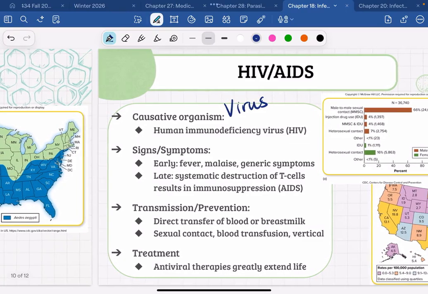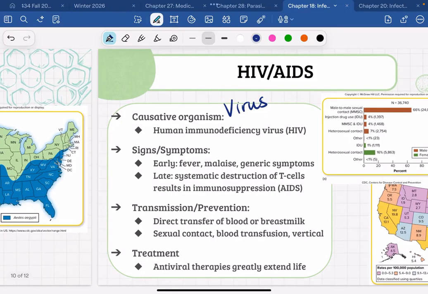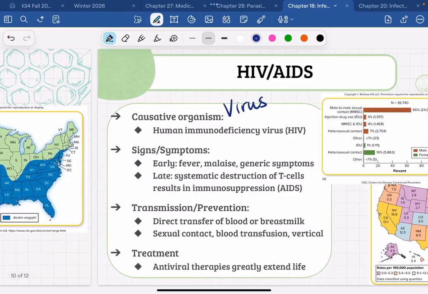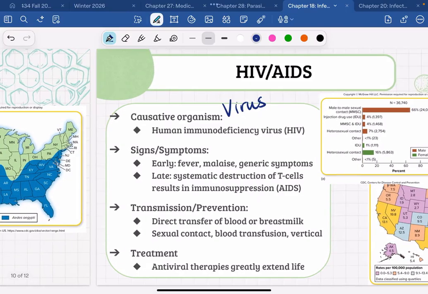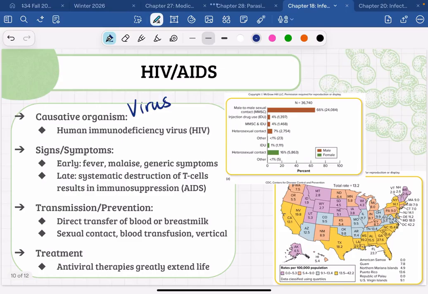And that results in immunosuppression. If you don't have T cells, your immune system's not going to work. Those T helper cells are the ones that get activated first, and they activate everything else. If you don't have those T cells, the rest of it's not happening. And that level of immunosuppression is what we call AIDS. So AIDS is the syndrome, and AIDS stands for acquired, meaning that you got it from somewhere else rather than an inherited one. Acquired immunodeficiency syndrome.